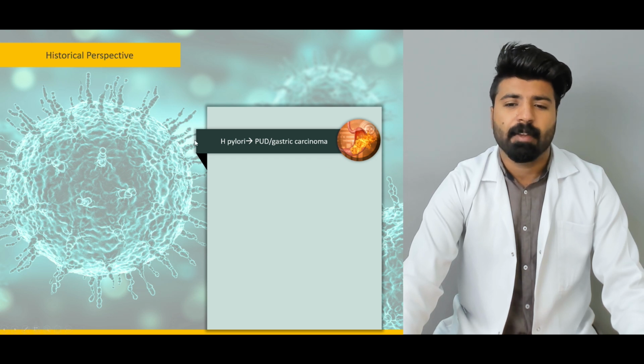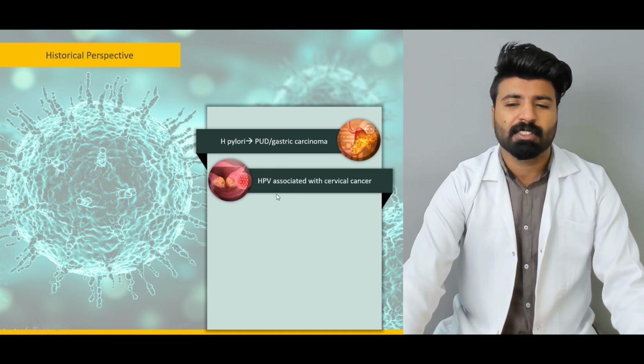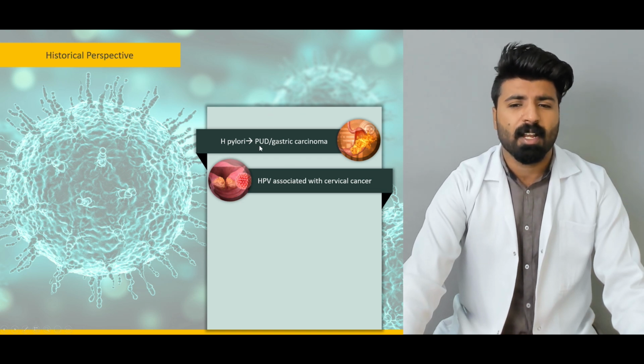So H. pylori, Helicobacter pylori, leads to PUD and gastric carcinoma. PUD stands for peptic ulcer disease, right? Next on, we have HPV associated with cervical cancer, as Helicobacter pylori causes gastric carcinoma and ulcer disease. HPV causes cervical cancer.